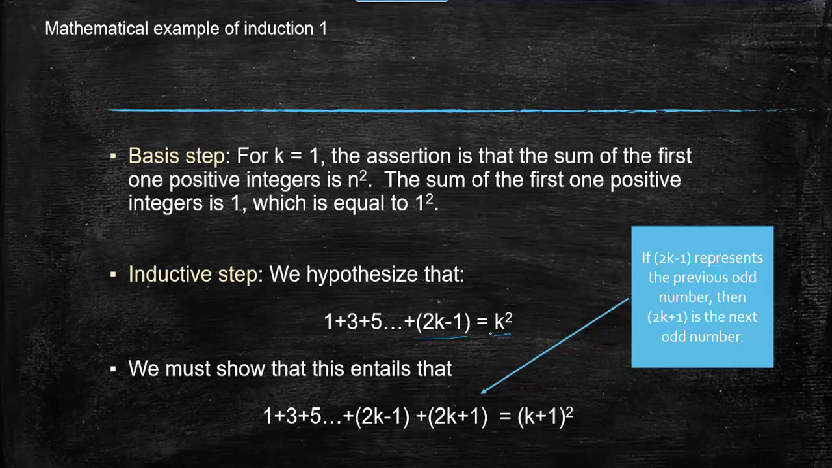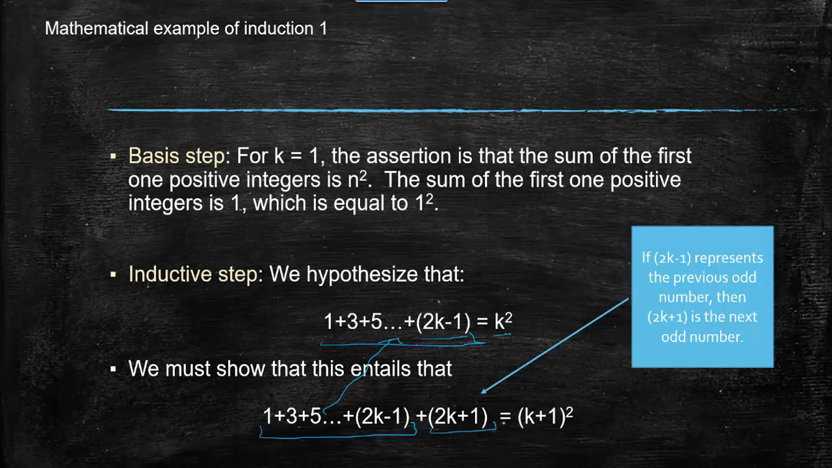And now what we try to do is show that if it holds for some arbitrary k, then it must hold for k plus 1. So if we rewrite this, this is what we're trying to prove here, right? We just have the previous sum up to k, and then we have to write in the value when we substitute k plus 1. So if 2k minus 1 is the previous value, the next odd number is 2 greater than that. So if you add 2 to 2k minus 1, you get 2k plus 1.